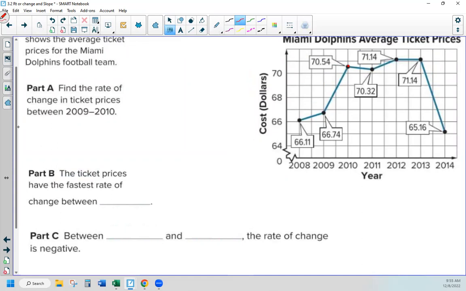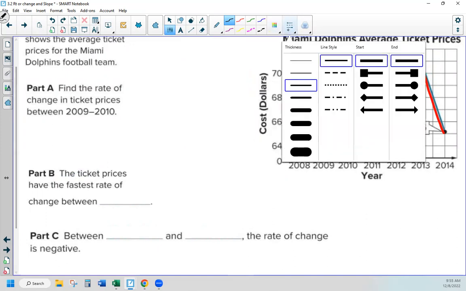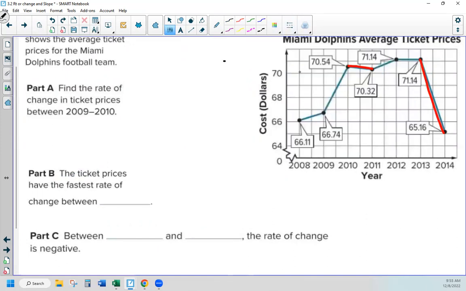Okay, here it's negative and here is negative. They're not asking us to find it. It is visually there. We could see that those two lines are sloping downwards when reading it from left to right. So that's pretty much the answer. Between 2010 and 2011, and 13 and 14, the rate of change is negative. Yes, it is. Bada bing, bada boom.